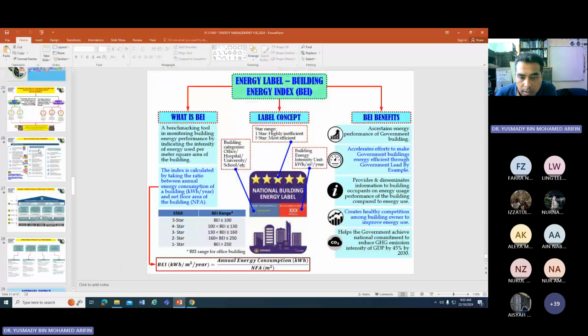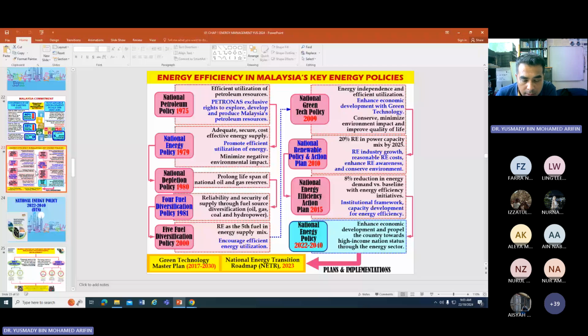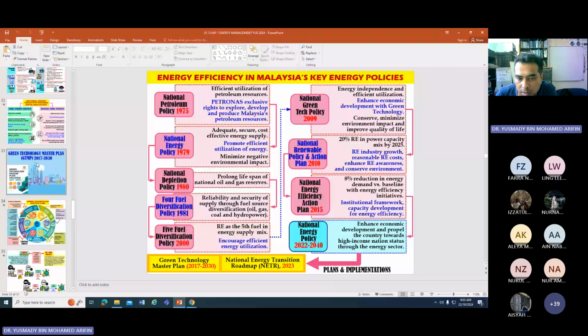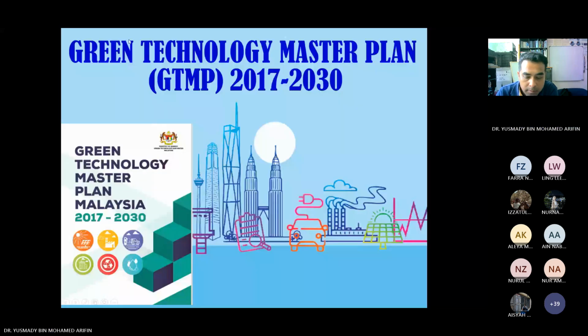Yang dekat slide yang ni, under National Energy Policy, kita dah settle lebih kurang lah. Explain sikit berkaitan involve explanation about the National Energy Transition Roadmap. So kita ada satu lagi, panggil Green Technology Master Plan 2017 until 2030. Sebenarnya ni banyak dokumen. Ni juga dokumen boleh dapat available in website. So this document called the Green Technology Master Plan Malaysia 2017 until 2030. So kita ada baki lebih kurang 6 tahun lagi.